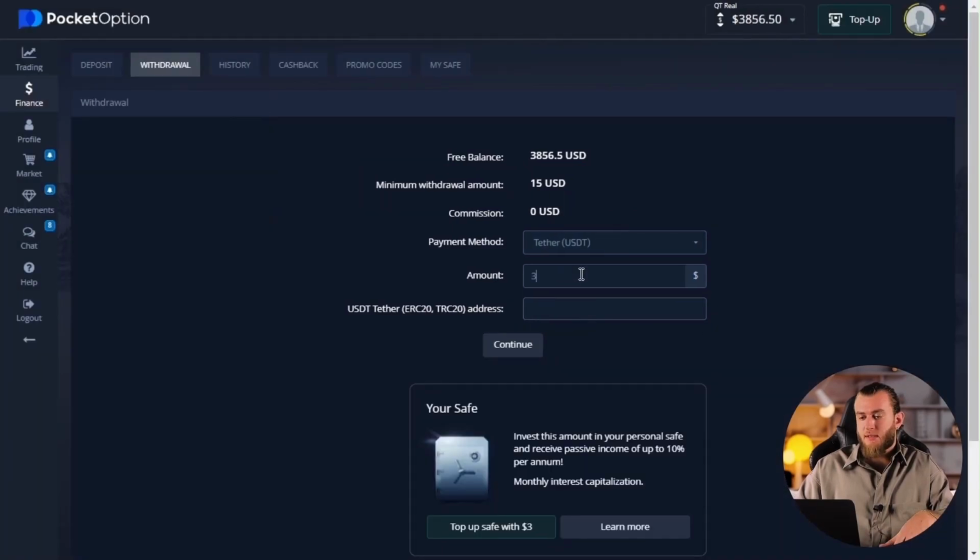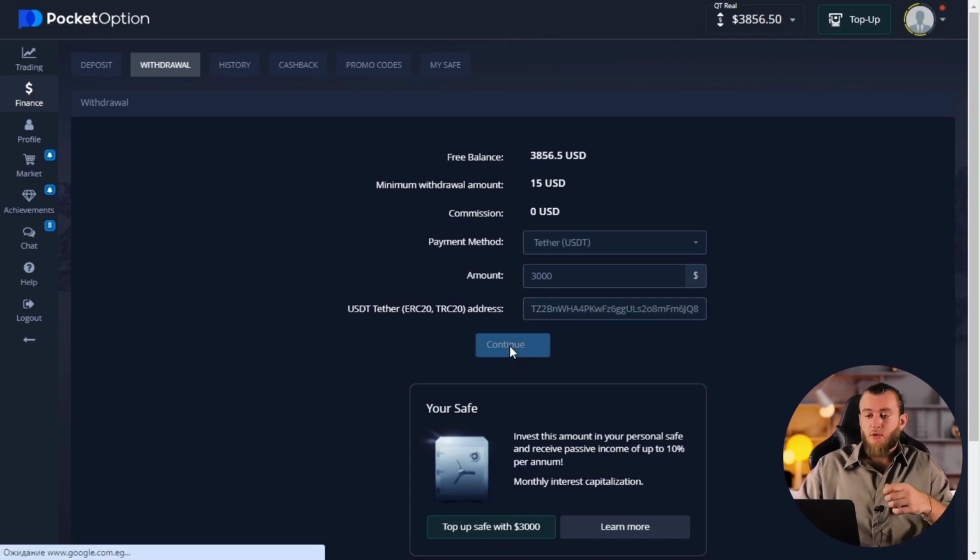Here's the amount. Today it's going to be $3,000. Next, we enter the wallet details. I use the same one so the output happens without PIN code confirmation. You'll have to specify it initially. The broker will send it to the email you provided when registering. Just a sec.